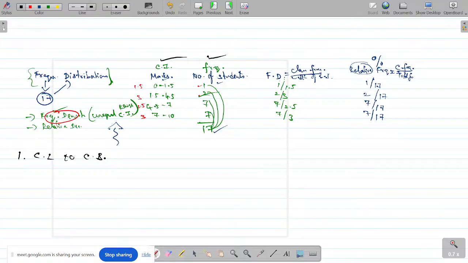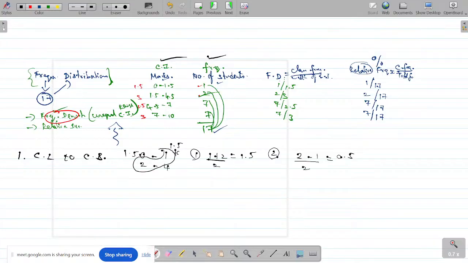Class limits are there. We have converted them to class boundaries. Remember what we did? 0 to 1, then 2 to 4. I took 1 and 2, and I did it in 2 ways. First way is 1 plus 2 divided by 2, which is 3 by 2, which is 1.5. So I made this 1.5. Else I can take 2 minus 1 divided by 2, which is 0.5. To this I add 0.5, and from this I subtract 0.5.